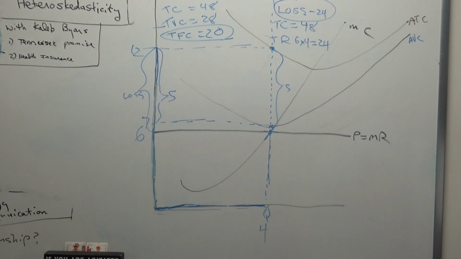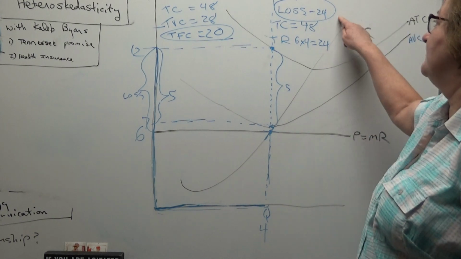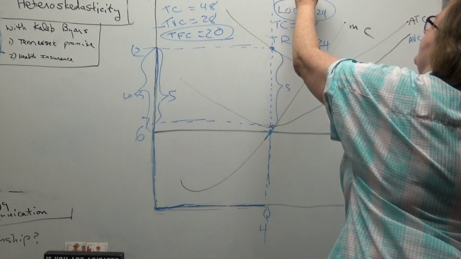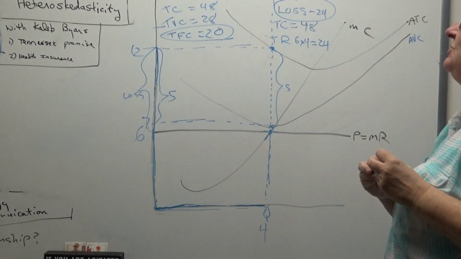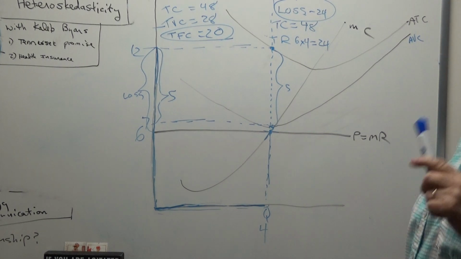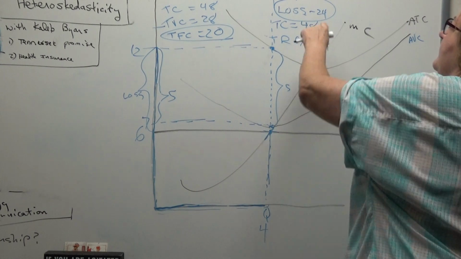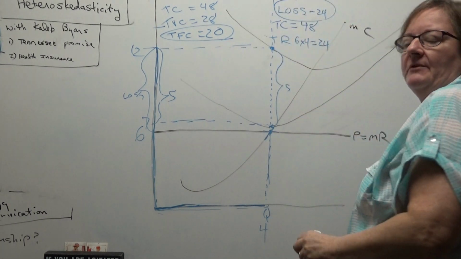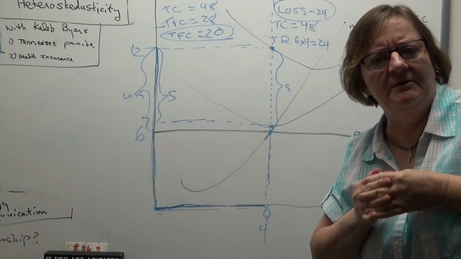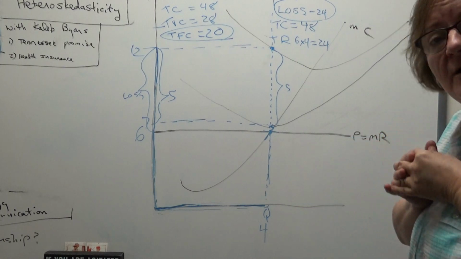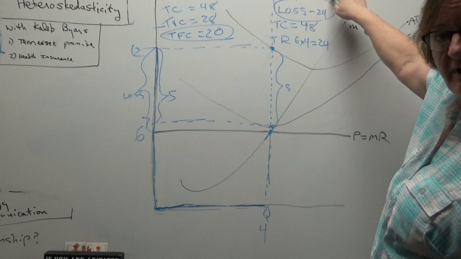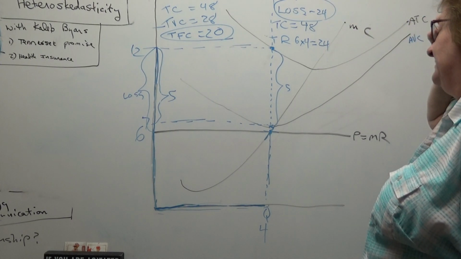Okay, so the question is shutdown. Should we shut down? We're running a loss of 24. Fixed cost equals 20, which if we shut down will be our loss. Would you rather have continuing loss of 24 or shut down loss of 20? I'd rather have a loss of 20 than 24. So I would shut down because my loss will be this if I shut down. Okay, so the answer of shut down is yes.